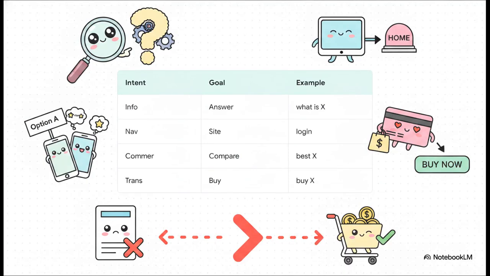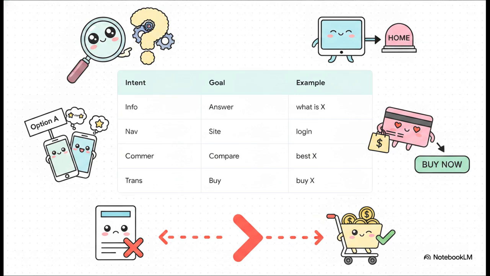But words alone, not going to cut it. You have to understand why they're searching. We call this search intent, and it basically breaks down into 4 buckets. First, informational. They just want an answer to a question. Second, navigational. They're looking for a specific website. Third, commercial. They're comparing options like reading reviews. And finally, transactional. They have their credit card out and they are ready to buy.